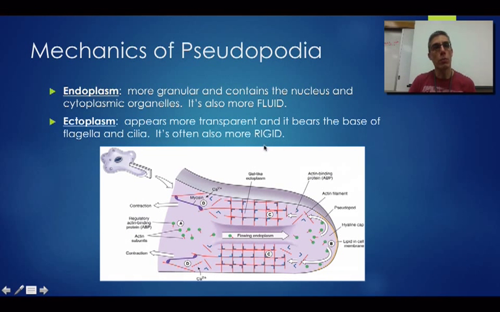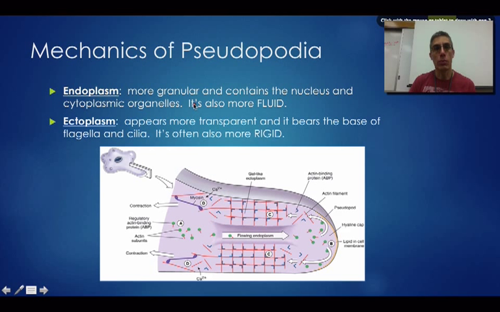So moving on, in regards to locomotion, we need to make sure we get a good understanding of how pseudopodia work. So we know the different types of pseudopodia. Now we need to take a look at how a pseudopodium actually performs and functions. Before we do that, we need to distinguish between two different types of cytoplasm. Remember, pseudopodia are simply extensions of cytoplasm. But there are two types: endoplasm and ectoplasm.